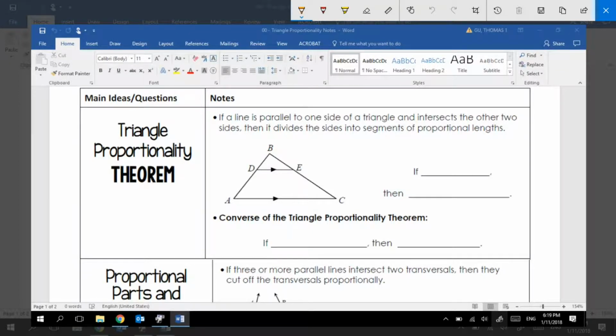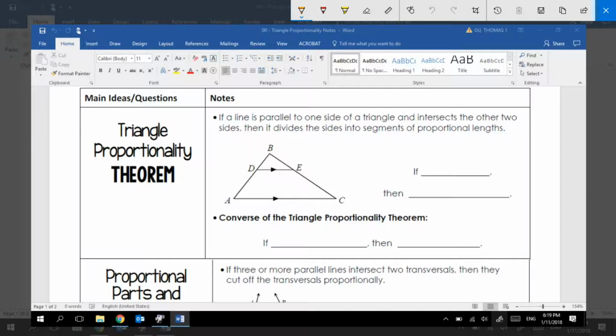And today we're going to be learning about the triangle proportionality theorem as well as proportional parts and parallel lines. So let's look at our main ideas. First we're going to start off with the triangle proportionality theorem. And what this says is that if a line is parallel to one side of a triangle and it intersects the other two sides, then it divides the sides into segments of proportional length.